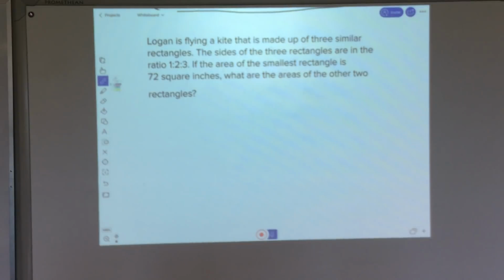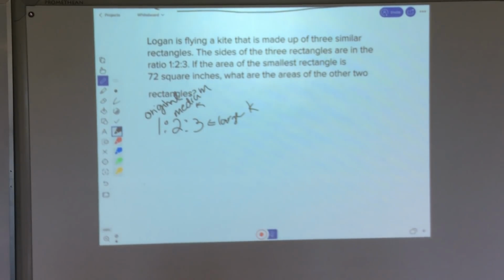Okay, so in this problem, they're actually giving us a scale factor that's talking about all 3 figures. So when they say 1 to 2 to 3, okay? This one here, the 1, is our original. That's all that represents. The 2 is that medium rectangle's scale factor. And the 3 is our large rectangle's scale factor. Okay, so for this one, we actually have to do 2 separate problems.